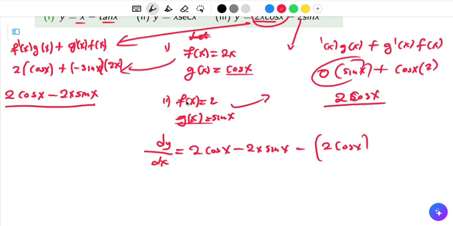From there we can see that here we're just going to have negative 2 cos x, and this is positive 2 cos x, so they can cancel each other. As a result, we are going to remain with negative 2x sine x. So this one is going to be our final answer.